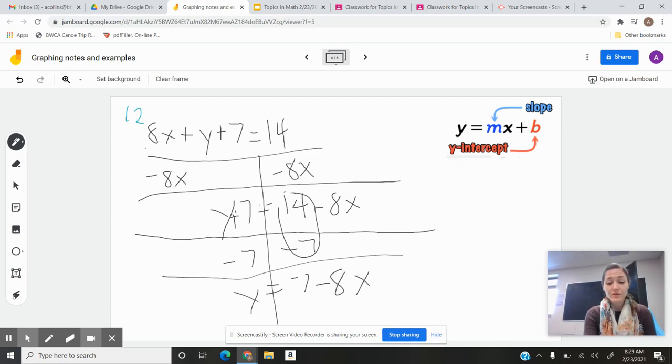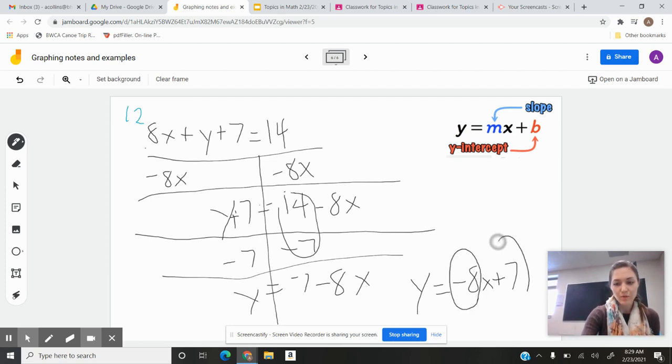So that could be close enough to your slope-intercept form, but if you want to go ahead and switch it so it looks exactly like this one right here, you could just take this 7 and put it at the end of the equation. And because it's a +7, we would just have y equals -8x plus 7. All right, and then our slope would be this -8, and our y-intercept would be this +7.